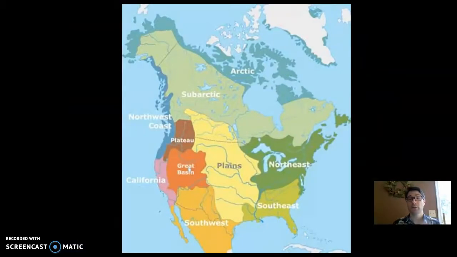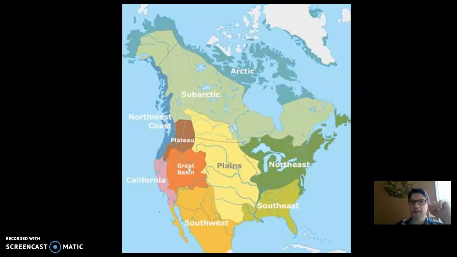Our remaining units are going to cover the archaeology of each of these culture areas, starting with the Arctic, Subarctic, and Northwest Coast culture areas, moving on to the California and the Plateau culture areas, the Great Basin, the Southwest, the Plains, and then the Eastern Woodlands, which is divided up into the Northeast Woodlands and Southeast Woodlands.